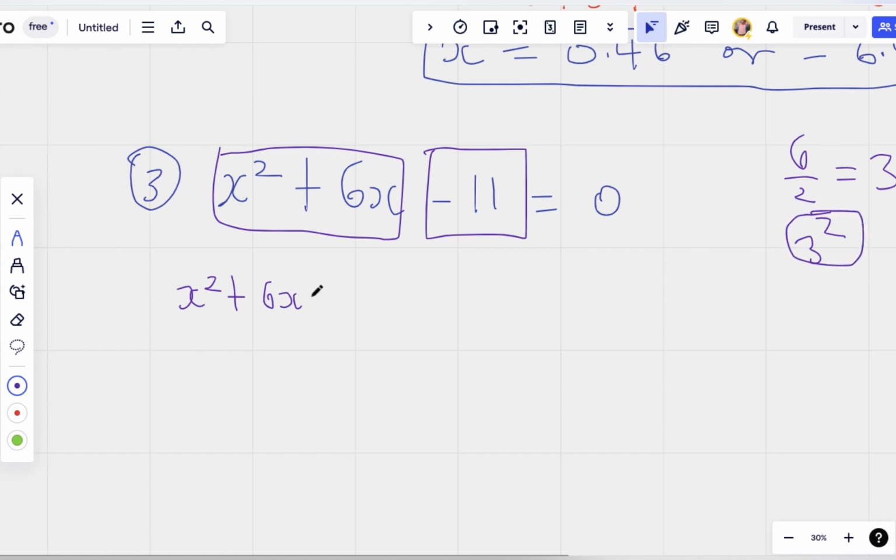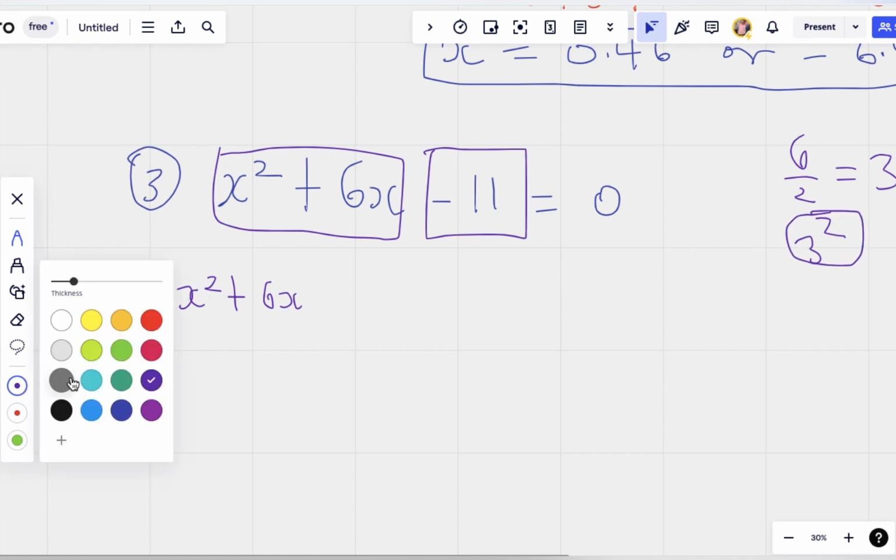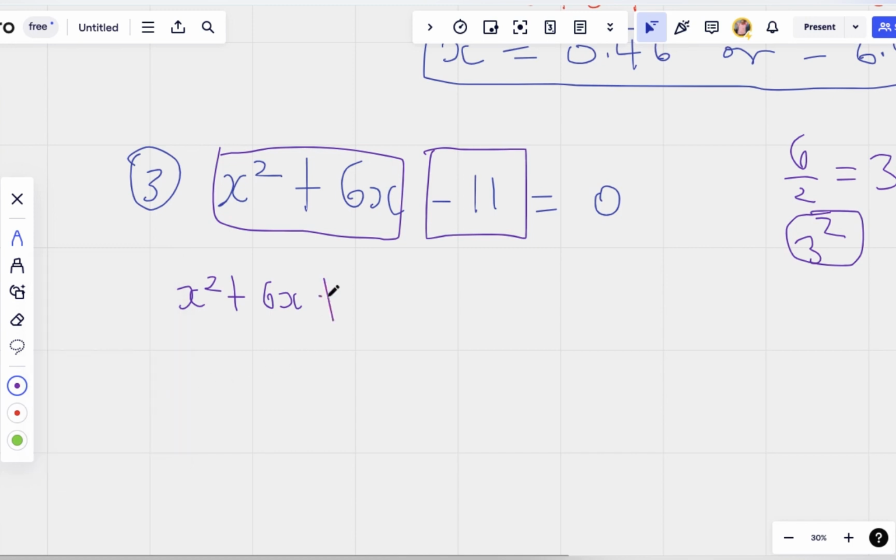3 squared. I'll add it to this side. So let me use a different color to show that it's something different. So I say plus 3 squared. Then I'll say minus 11. Then I'll subtract the 3 squared here. Remember, this minus is not part of this 3. Okay, it's separate.